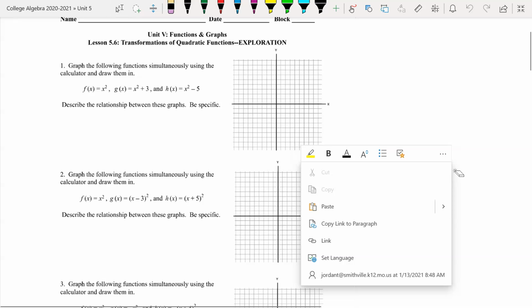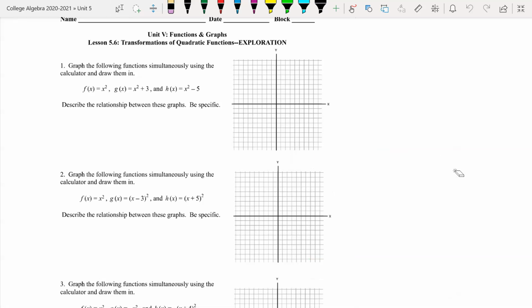The first thing we're going to do, though, is explore it a little bit, and I want you to do this kind of by yourself, to be honest with you. You can graph it on Desmos and then transfer that graph to here. So I'll work through the first one with you to show what I mean.